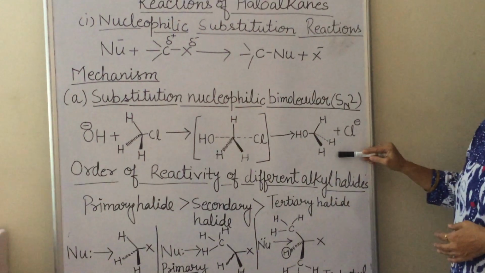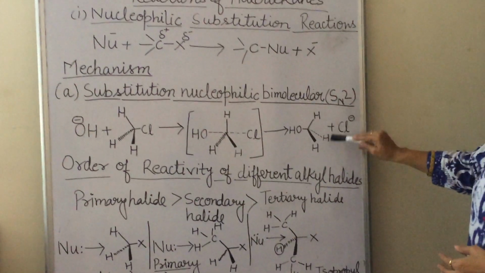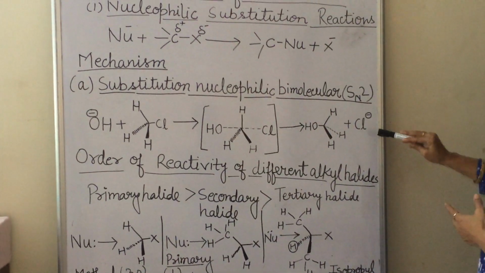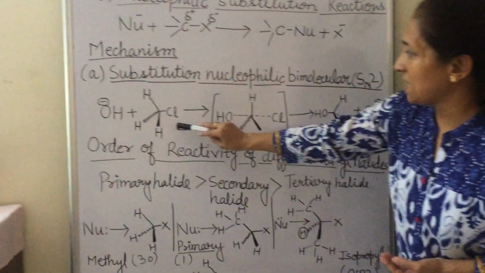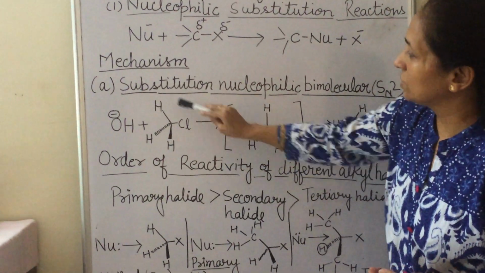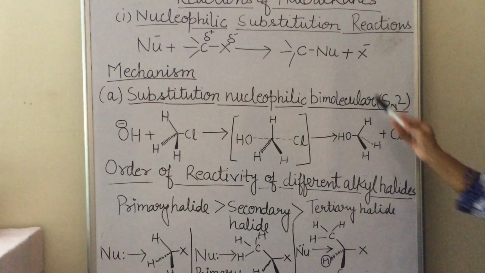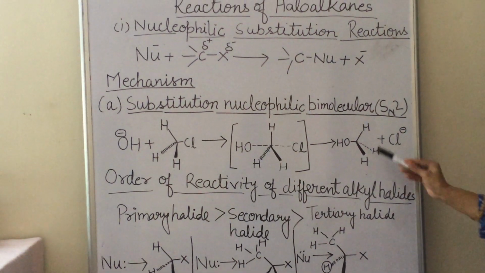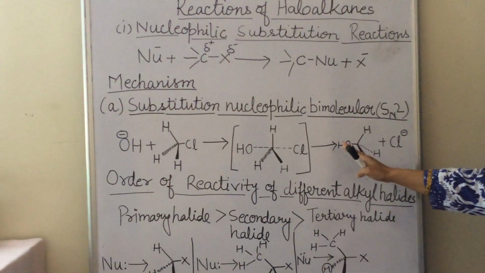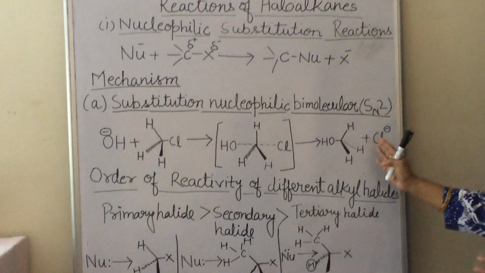Now here, look at the product. The product formed is methyl alcohol and the halogen leaves as halide ion. Now in the starting material, the configuration was such that the hydrogen atoms were on the left hand side, and in the product the hydrogen atoms are on the right hand side. So the configuration is changed, it is inverted.